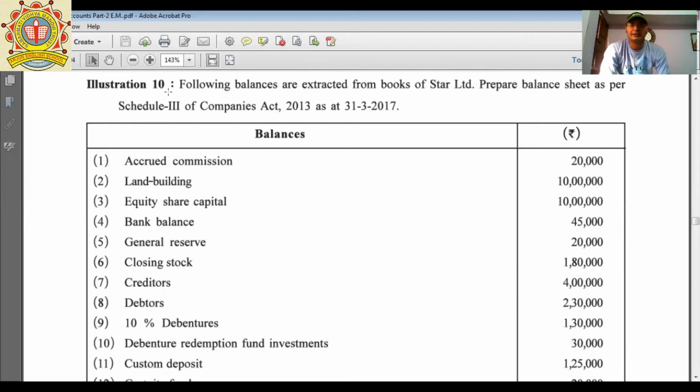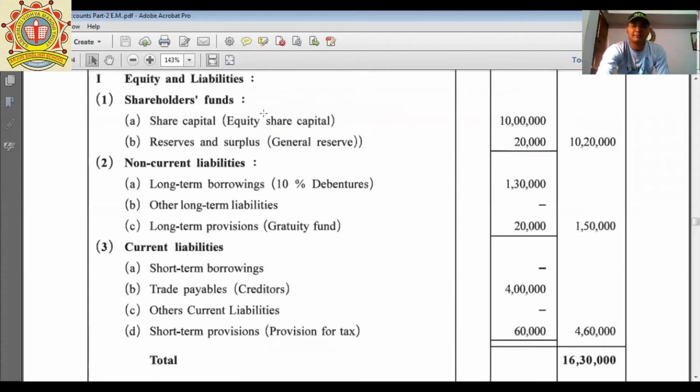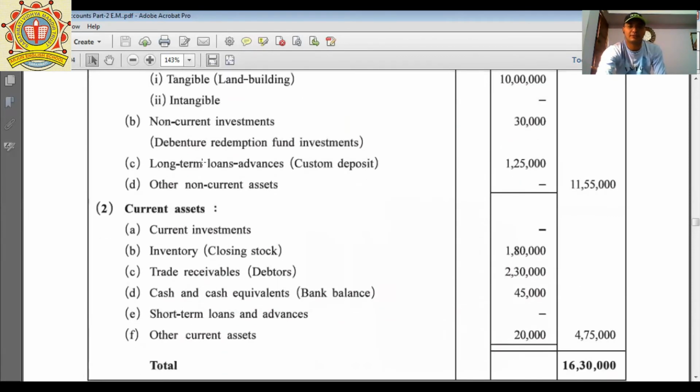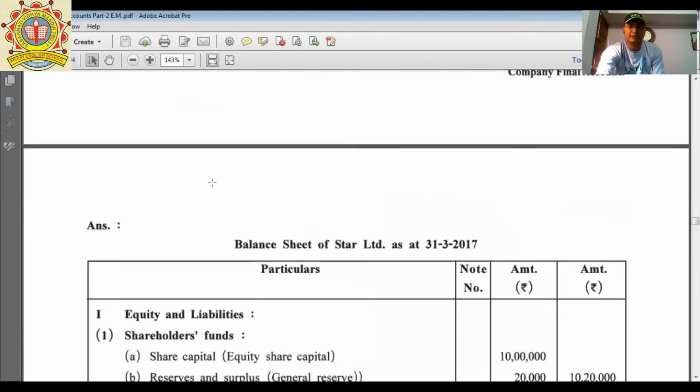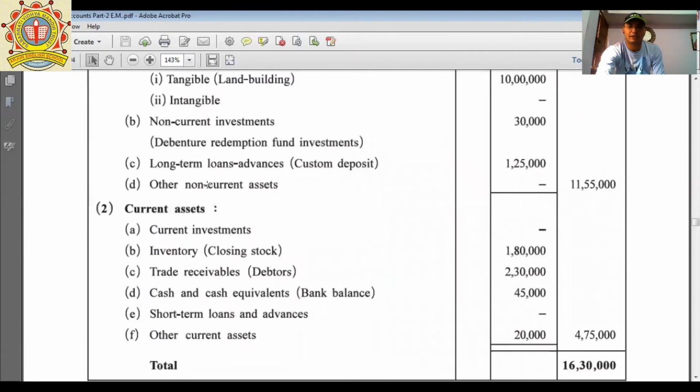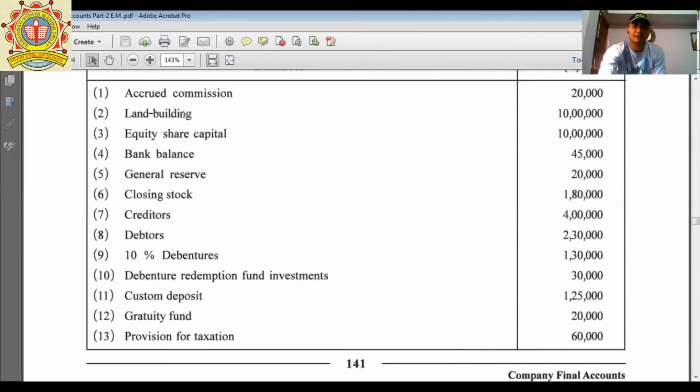It is as per Schedule 3 of the Companies Act, and the name of the company is Star Limited. Now I'm starting the format. Accrued commission is a part of assets, where the amount is 20,000. So accrued commission is covered under other current assets. In the examination you have to write compulsorily, in brackets, whatever the items are, like accrued commission and amount 20,000.